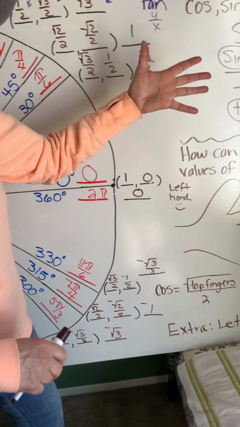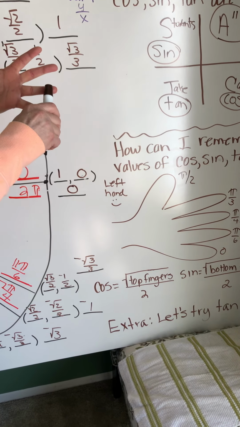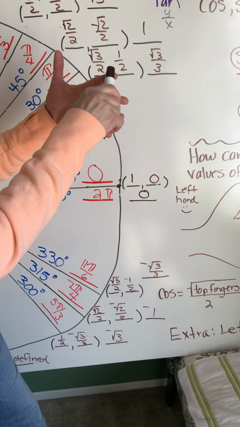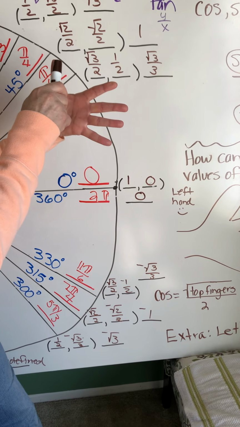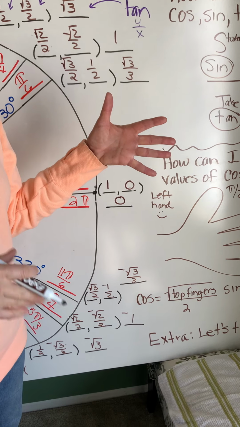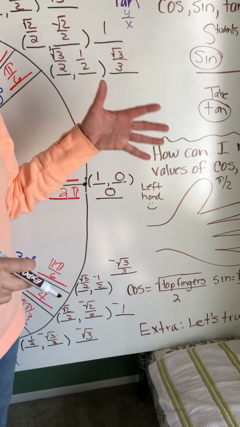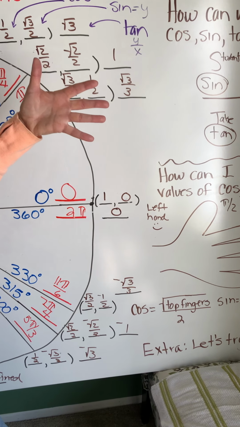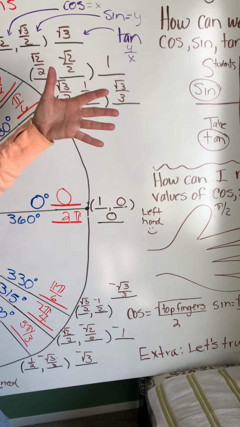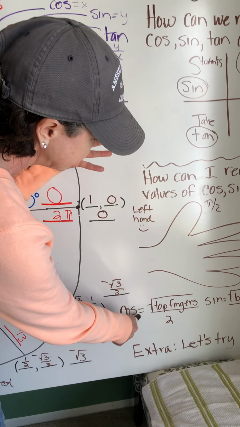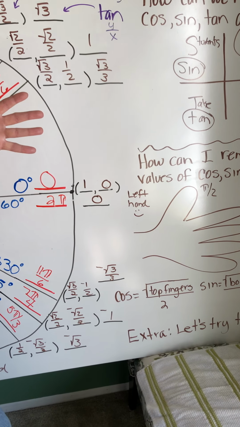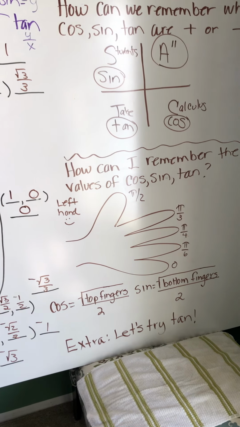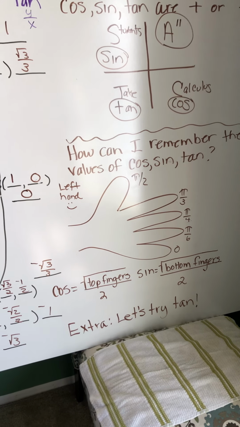When you look at your left hand: 0, pi over 6 or 30 degrees, pi over 4 or 45 degrees, pi over 3, right, and pi over 2 or 90 degrees. Now don't be concerned if you don't get this trick the first time. We do this a lot and you'll get it eventually. But here's what I do. When I know what angle I have, I put that finger in, and cosine is the square root of the top fingers divided by 2, and sine is the square root of the bottom fingers divided by 2, and then we'll talk about tangent.